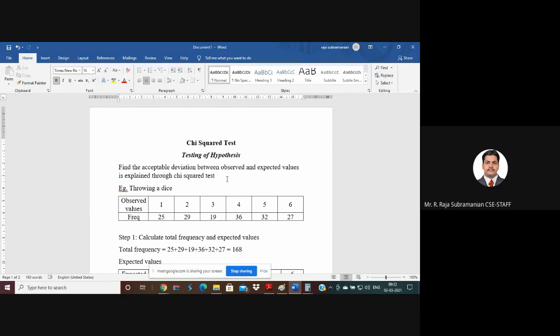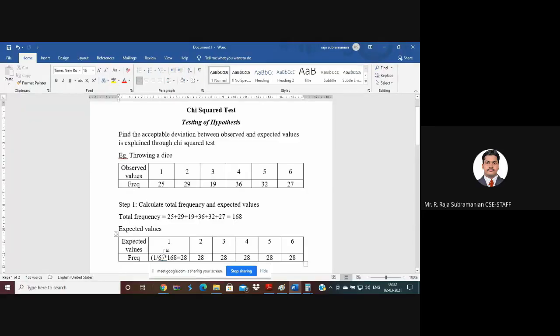That is t-testing. Here it is not with respect to the mean or anything. Each individual variable is taken into consideration, and the deviation between the observed set of values and the expected value is calculated. So the expected value is 1 by 6 into total samples. I'm repeating again: for this problem, it is 1 by 6 into 168.